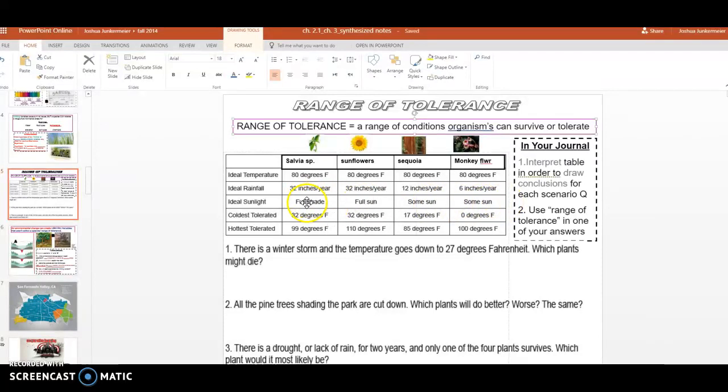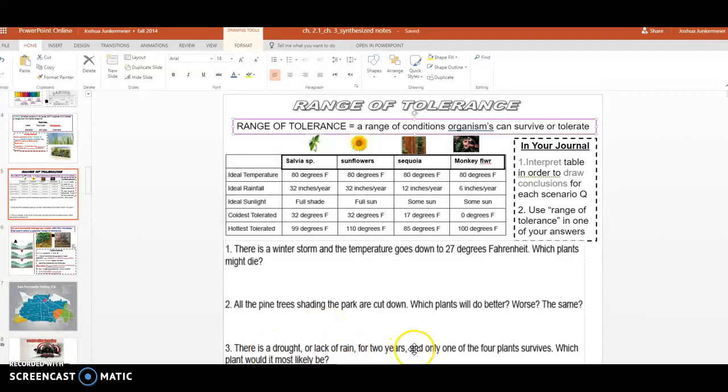Salvia loves shade. It needs it. Sunflowers love sun. They're happy if there's less shade. Sequoia is okay with a little bit of sun, and monkey flower is okay with a little bit of sun. Which plant here will do better now that there's more sun in the park? So basically, which now is in their range of tolerance for sunlight, and which one is out of their range of tolerance? Which one will die? And that'll be the answer to number 2.